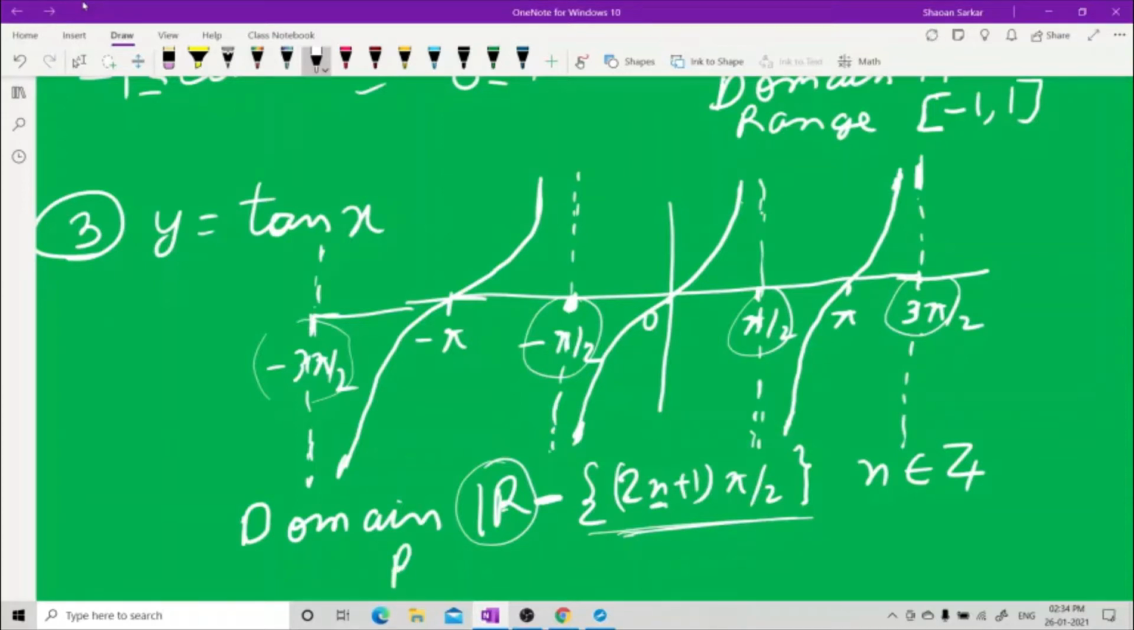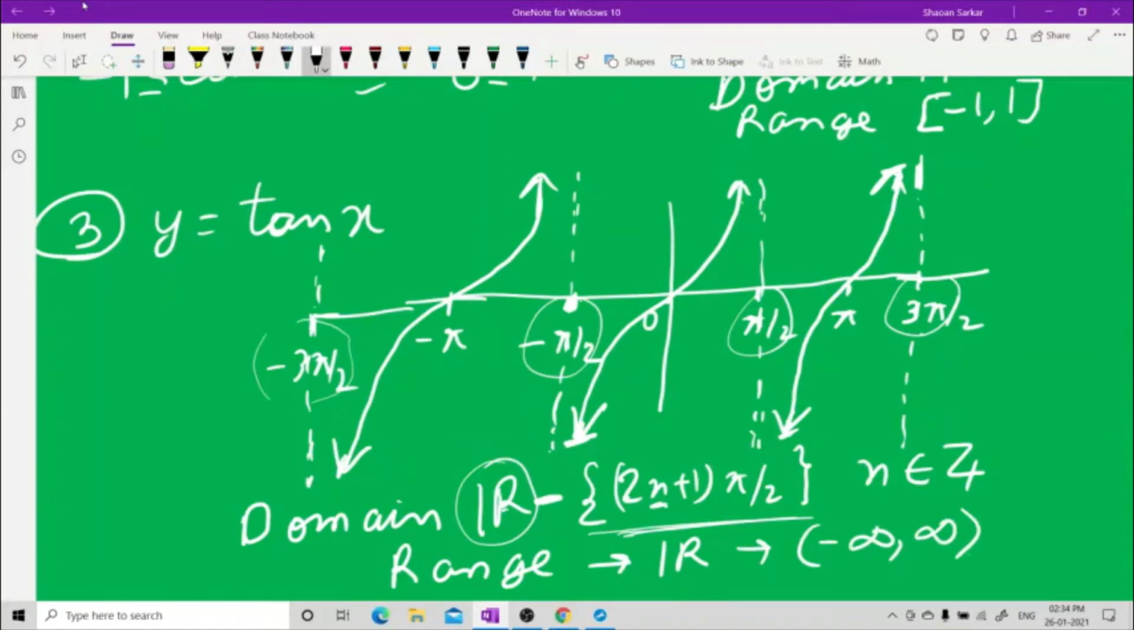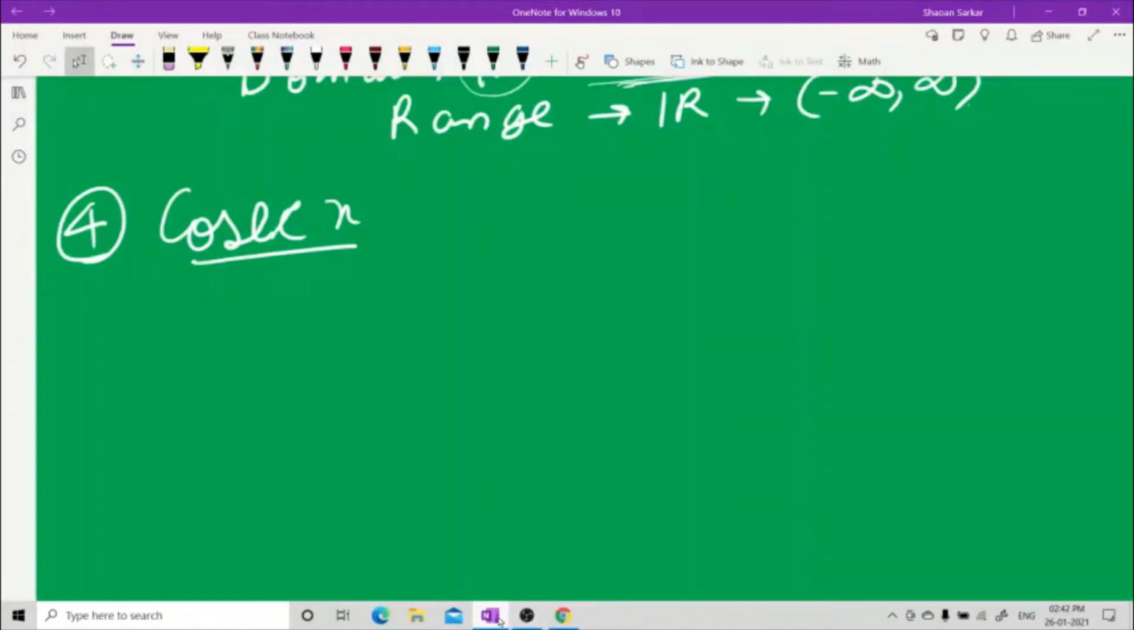And the range is completely R, because it is going to minus infinity and going to plus infinity, going to minus infinity, going to plus infinity. Therefore, the range is complete R, that is minus infinity to infinity. This is the graph of tan.